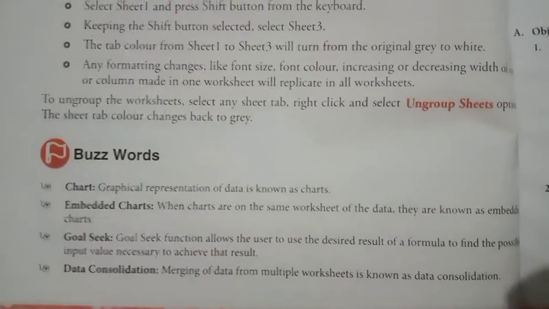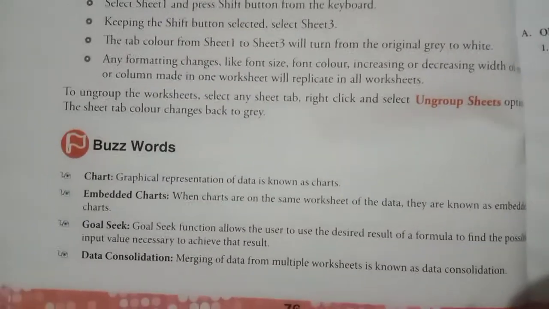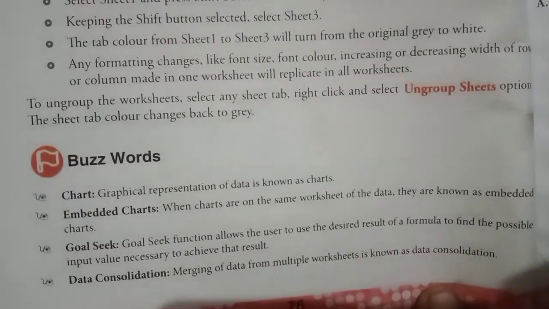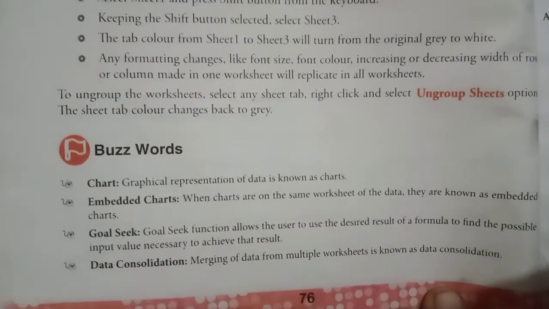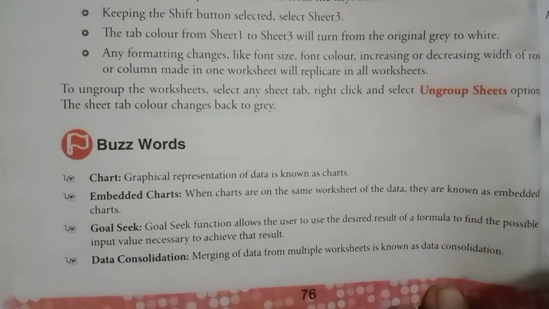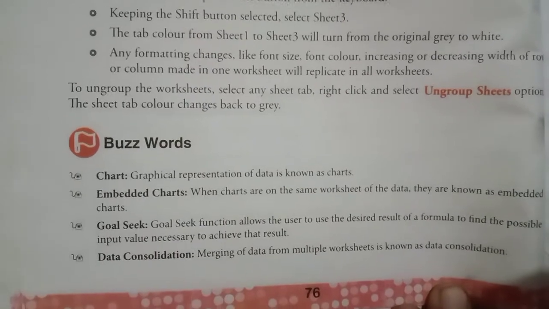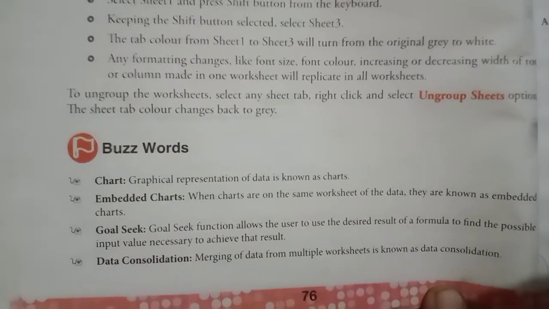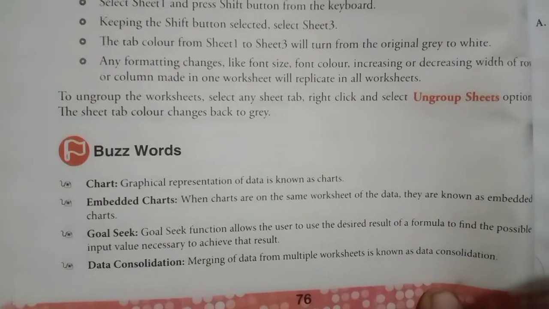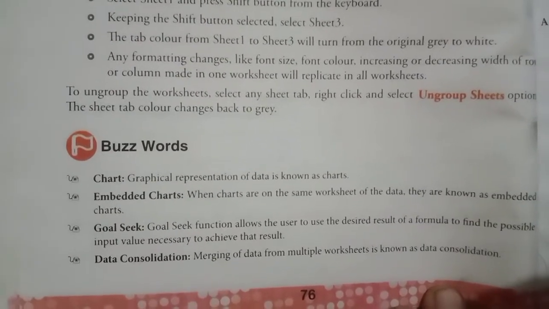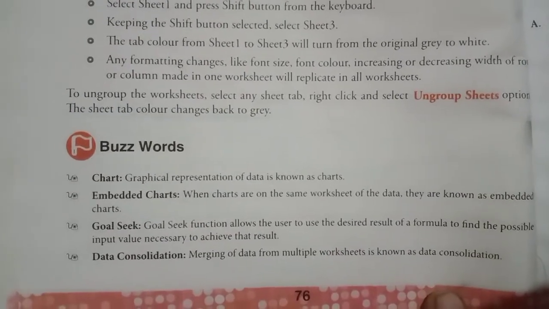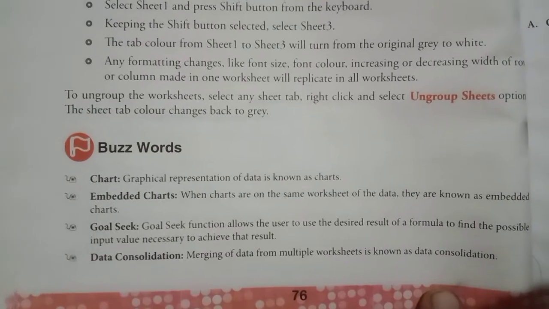So now, students, what you need to do is write down all the definitions. There are only 4 definitions which you need to write down in your classwork copies. The definitions are: Chart. What is a chart? Graphical representation of data is known as a chart. What is an embedded chart? When charts are on the same worksheet as the data or the table, they are known as embedded charts. What is goal seek?